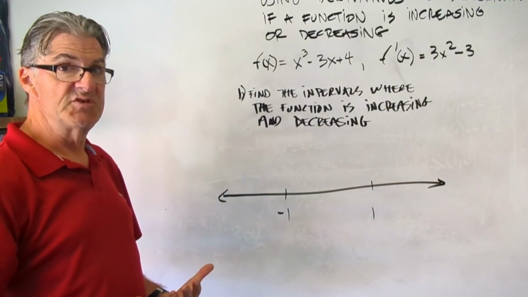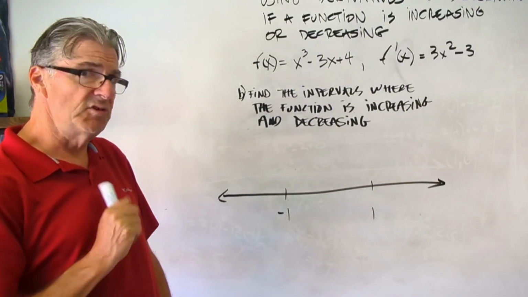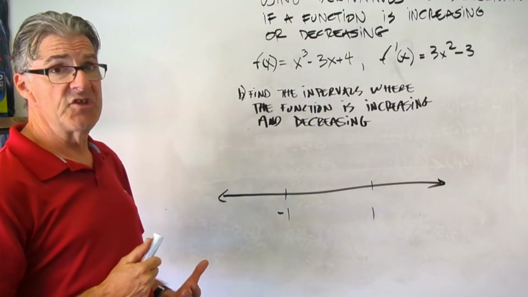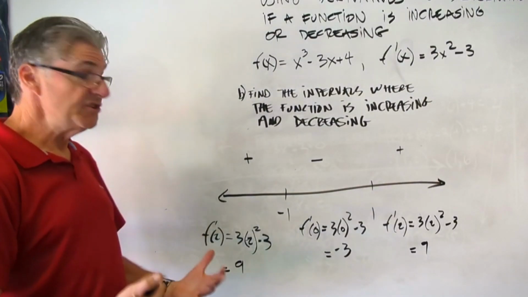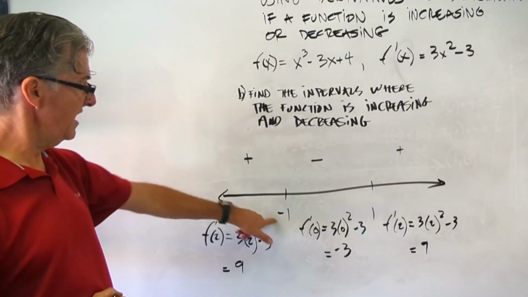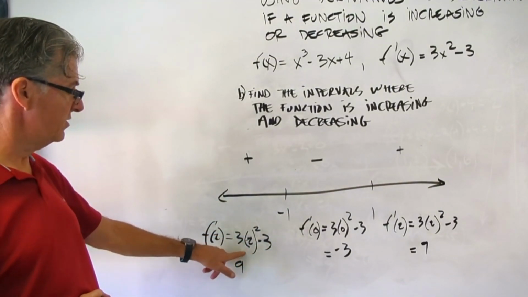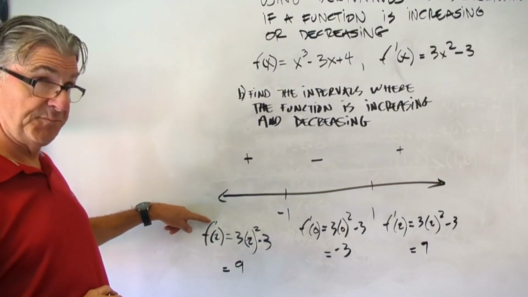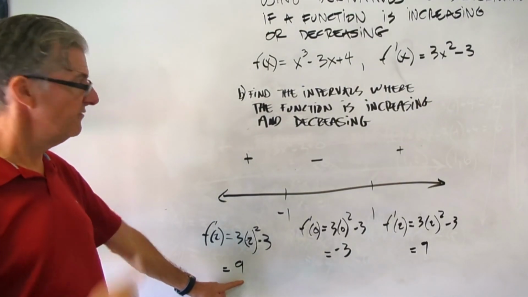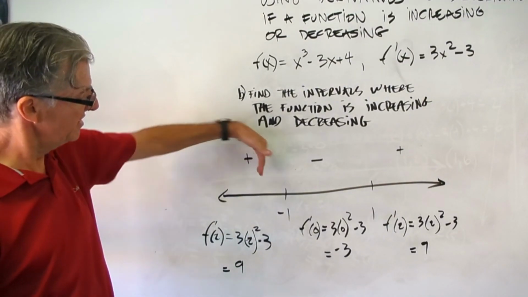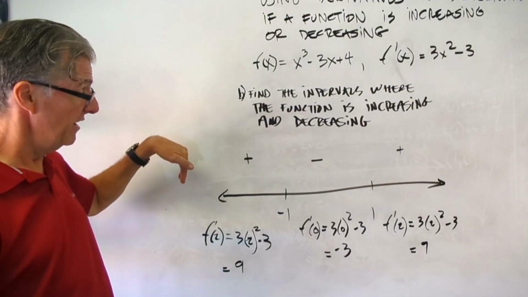So we have to do a few tests. I want you to pause the video, maybe look back through your notes, figure out how we do those tests, and do them, and then come back. Okay, so I just picked a point that's less than -1. My first test here was I put -2 into f prime, not the original function, and I get out 9, which is positive. So the function is increasing to the left of -1.